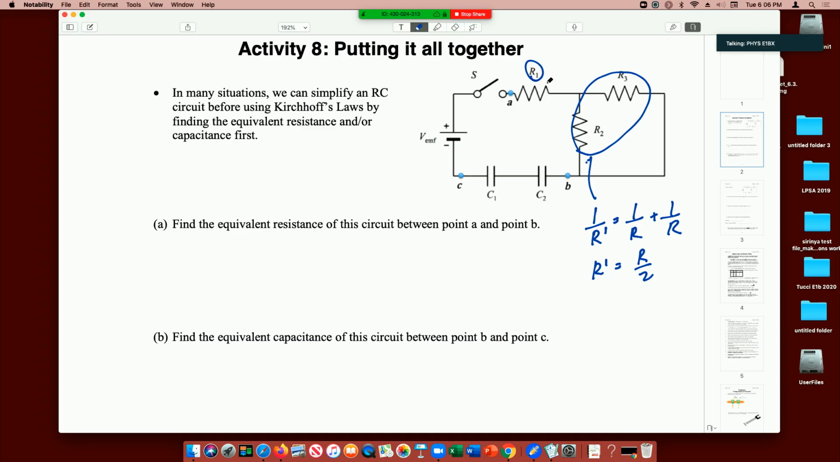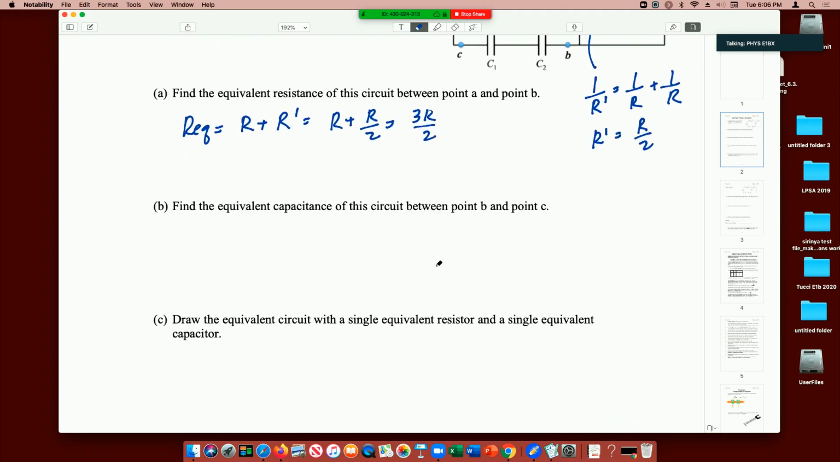So then the second step, we would just add R prime and R, right? The overall equivalent resistance would just be R plus what I already figured out over there, R prime. So that's R plus R over 2, which is 3R over 2. Okay, so that is hopefully familiar at this point.